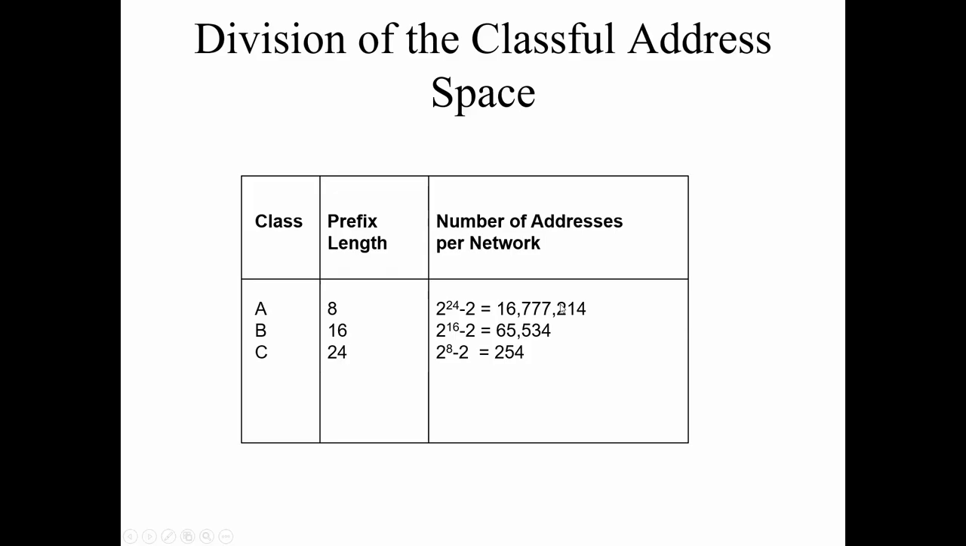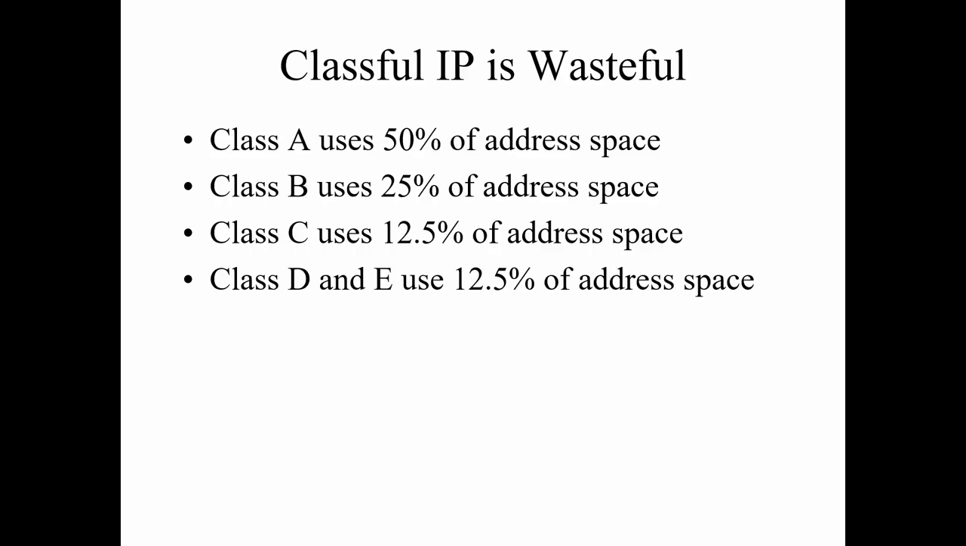65,000 plus for class B. 254 for class C. So let's talk about the waste of this. Class A uses 50% of the address space. Class B uses 25%. Class C uses 12.5%. And class D and E, which are reserved, use another 12.5%. Very wasteful.